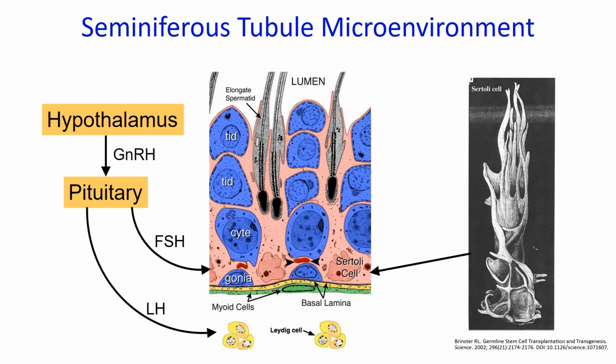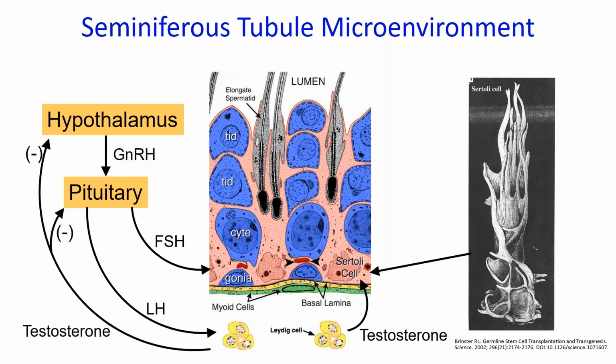Luteinizing hormone, or LH, that's produced from the pituitary, acts on the Leydig cells, and these are the source of testosterone that is absolutely essential for spermatogenesis and regulates every step of spermatogenic lineage development. And testosterone also acts back on the brain to regulate the production of both FSH and LH.